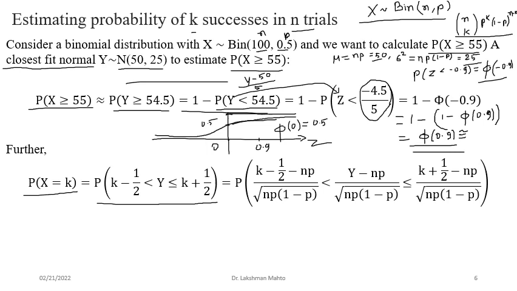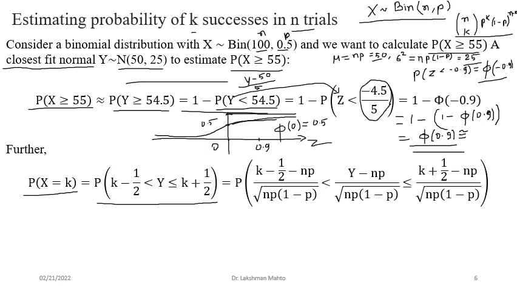So that means the distribution of y is defined by borrowing the mean and variance of x. That's why we say that this y is a normal closest fit of x. So this probability is equal to this probability, and we can compute it by performing that same respective assumption.